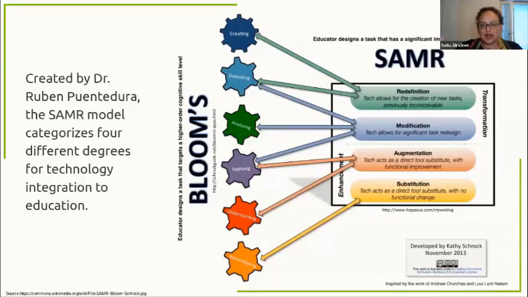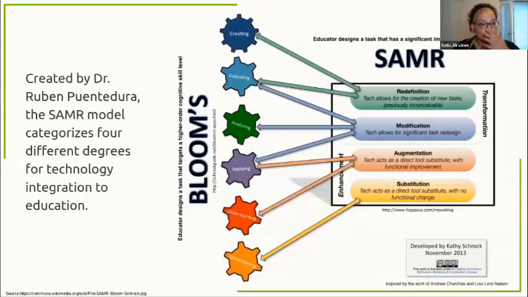Now, this is not a value scale. So there's nothing wrong in substitution, nothing wrong in augmentation, nothing wrong in modification, and nothing wrong with redefinition. They are all important. But we should challenge ourselves to always look at the things I do and ask how I place them in this scale.